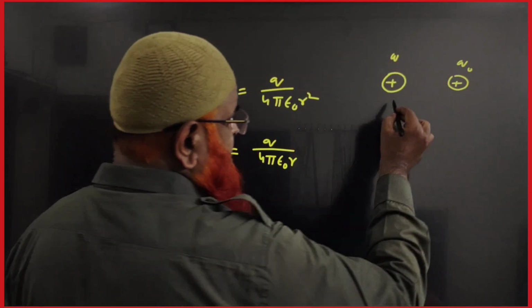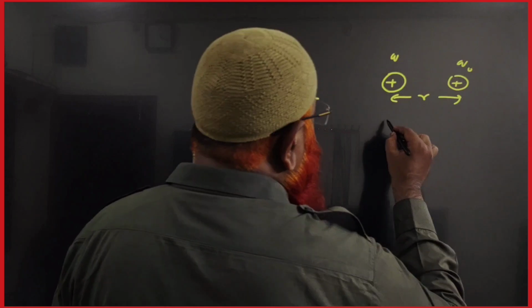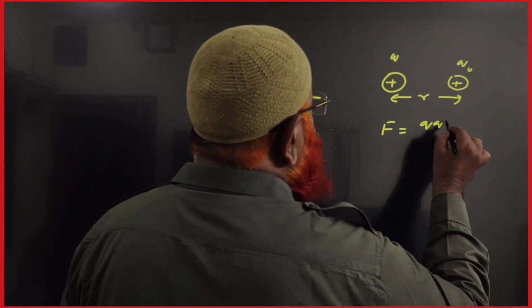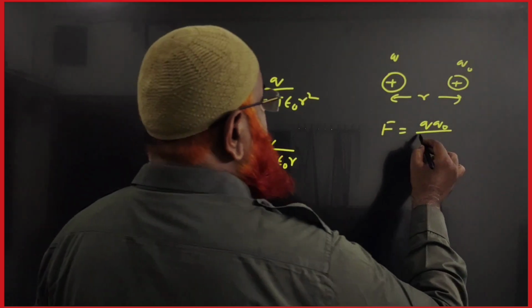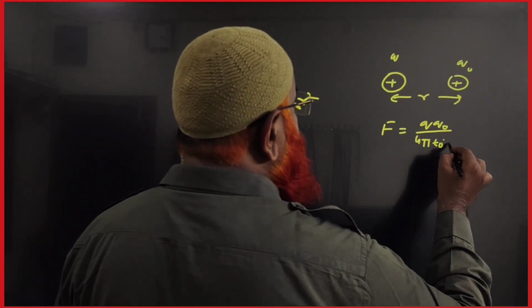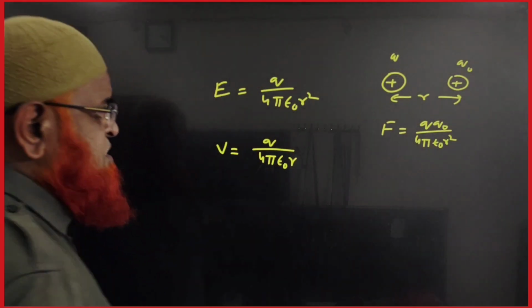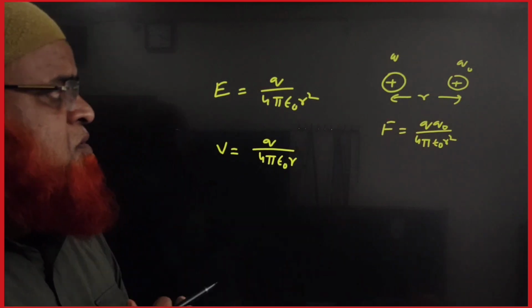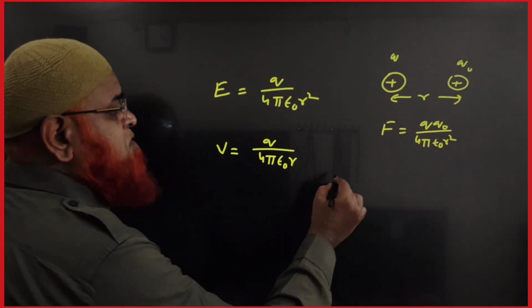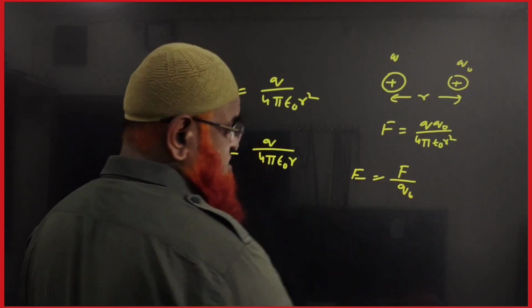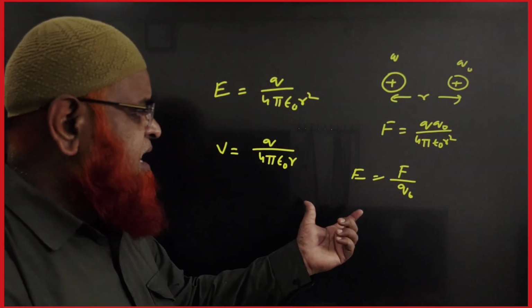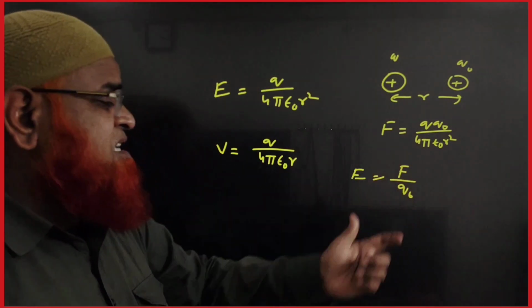Let us take two charges having a certain distance R between them, and you know force is nothing but Q1 Q2, where Q1 is Q and Q2 is Q naught, Q1 Q2 by 4 pi epsilon naught into R square. So this is said to be the force between the two charged particles. And I told you that electric field intensity is nothing but force experienced by unit charge.